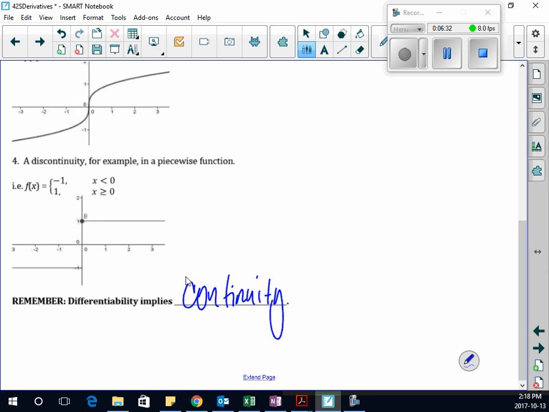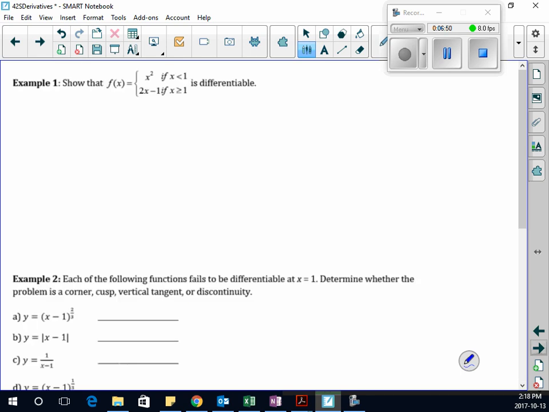This is always confusing. People don't understand the difference between the two. They say, oh, differentiability implies continuity. So if this is continuous, it must be differentiable. No. If it's differentiable, it has to be continuous. If it's continuous, then there's the prospect of being differentiable. Okay. Show that this is differentiable.